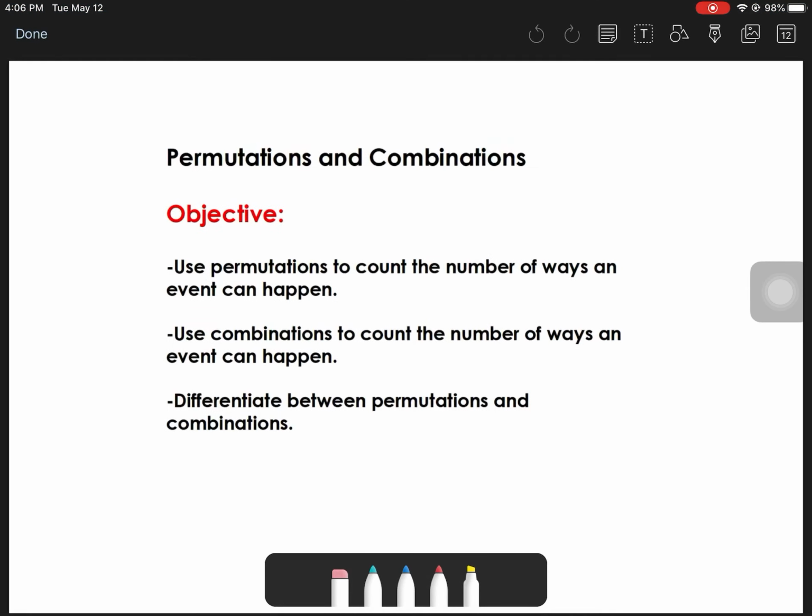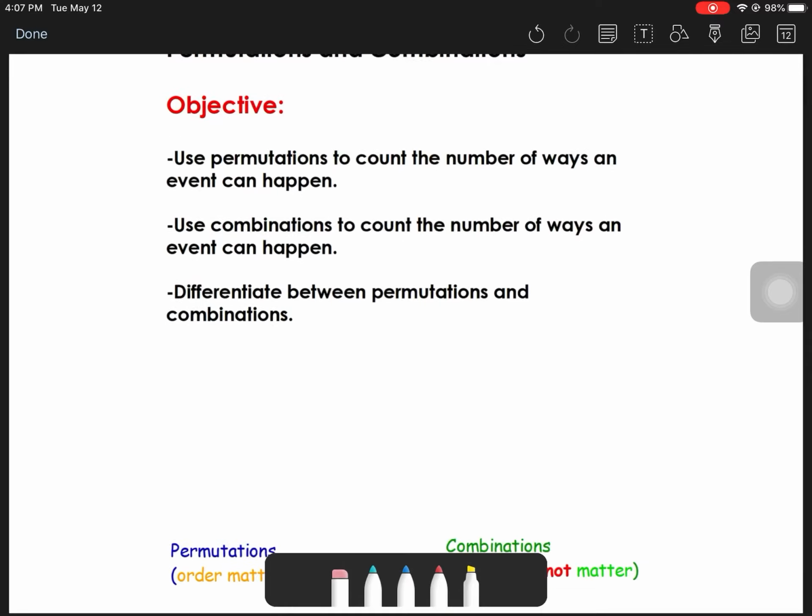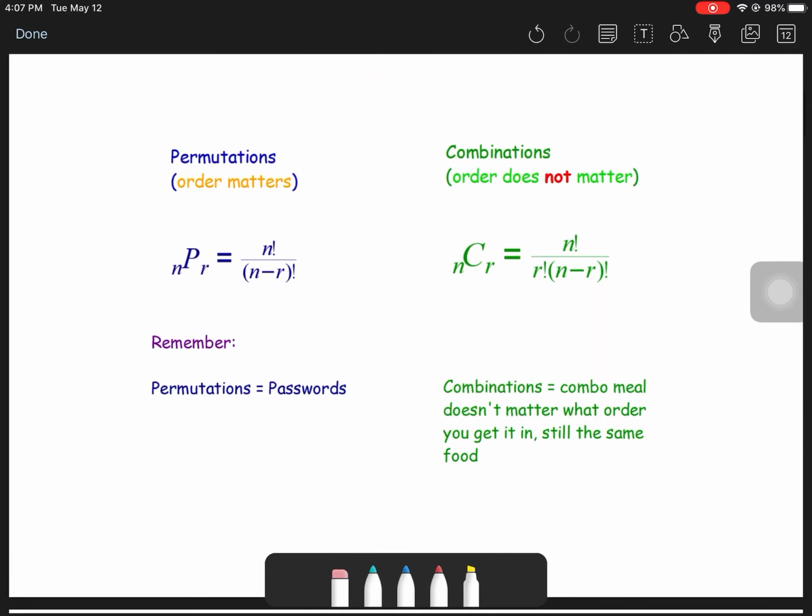We are going to work on permutations and combinations this week. Permutations are counting the number of ways that an event can happen, and so are combinations. However, there is a difference between the two of them. The difference being that with permutations, the order matters.